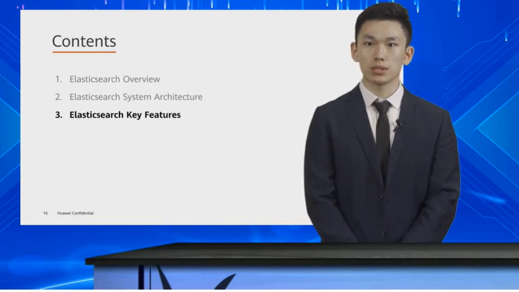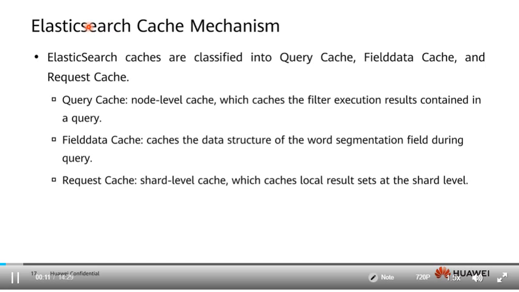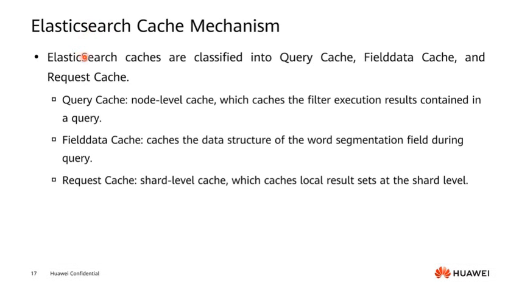In the third part, I will introduce some key features of Elasticsearch. Let's see the Elasticsearch cache mechanism first. Elasticsearch caches are classified into query cache, field data cache, and request cache.